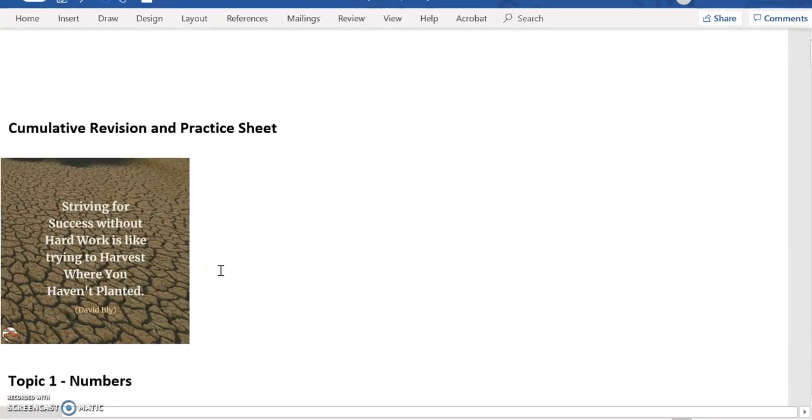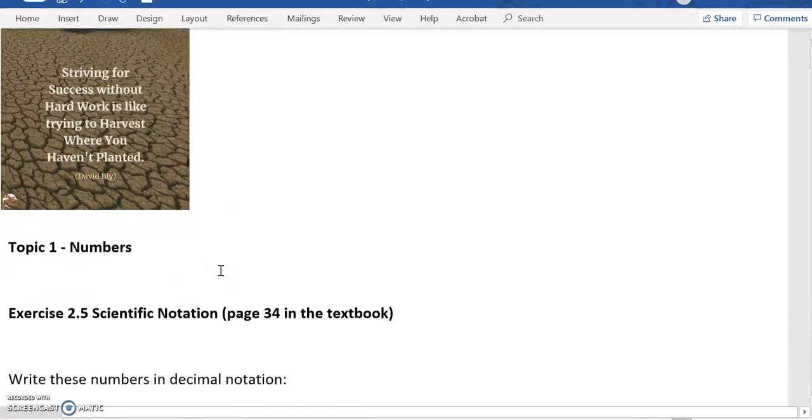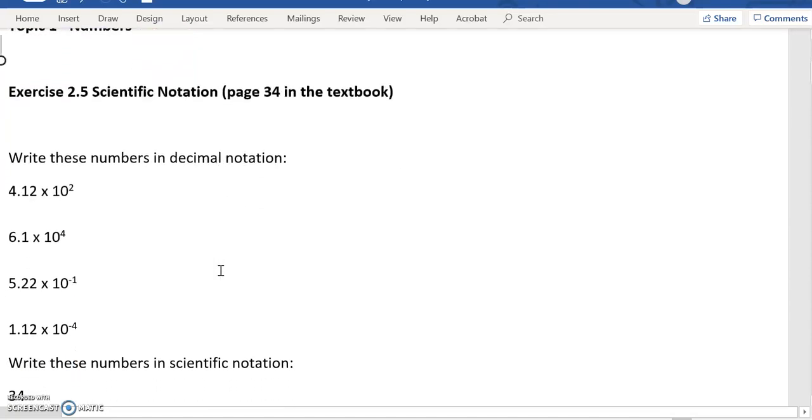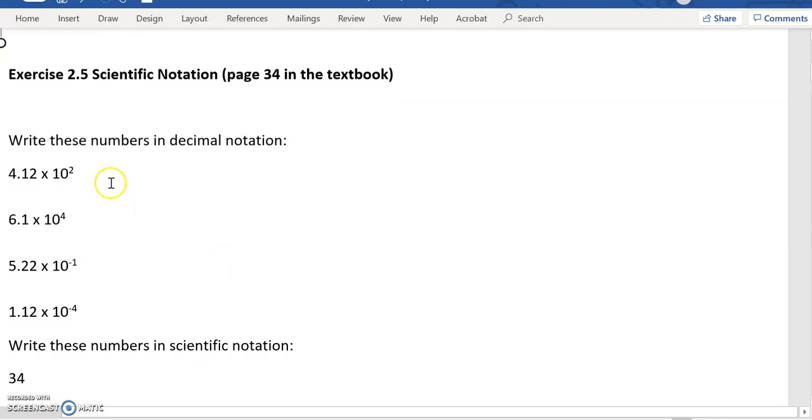Today we're going to have a look through the revision questions, topic by topic, so you can go through these steadily and just have a look at what you need to do. The first question here is around index laws and scientific notation and converting it to decimal notation.